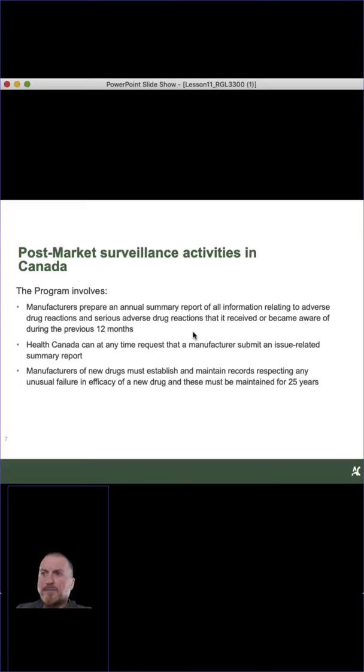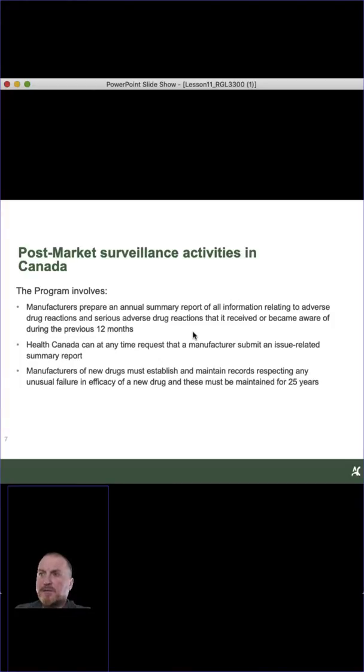Canada's program involves manufacturers reporting an annual summary report of all information relating to adverse drug reactions and serious adverse drug reactions that it received or became aware of during the previous 12 months. This is required by basically all manufacturers. Health Canada can at any time request that manufacturers submit an issue-related summary report. For example, if Health Canada receives a report or gets a call in from a lot of physicians, or is concerned by a public health group, or whatever, the department can require a special report from the manufacturer.